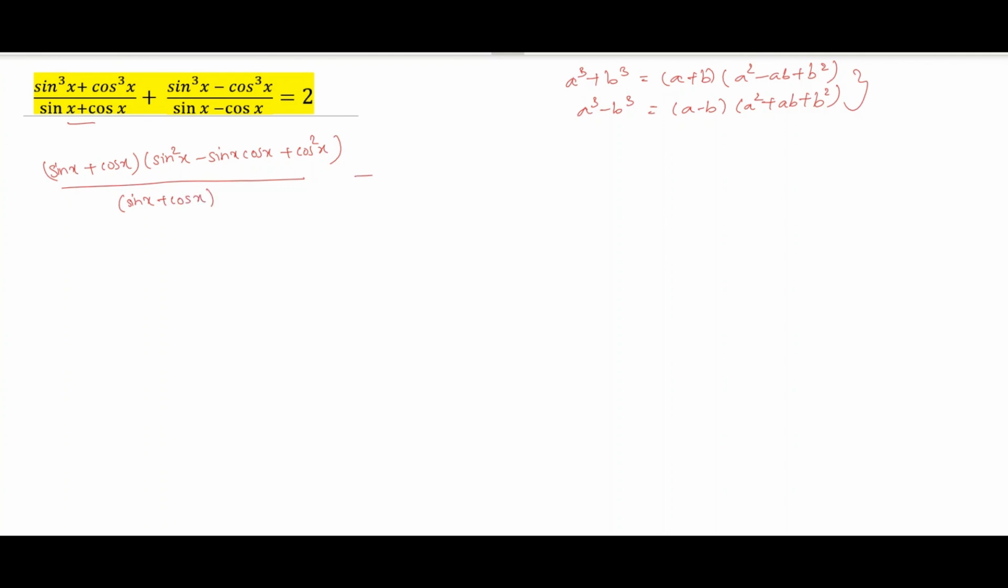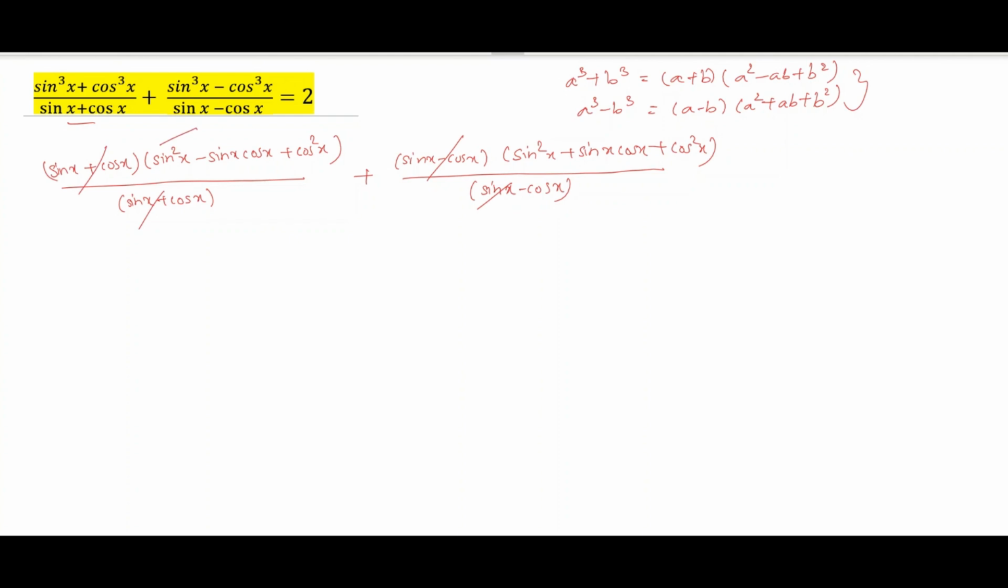For the second term, it is a cube minus b cube. So, (sin x minus cos x) into (sin square x plus sin x cos x plus cos square x) upon sin x minus cos x. Denominator as it is, we are adding here. So these two terms will get cancelled. Even here these two terms will get cancelled.